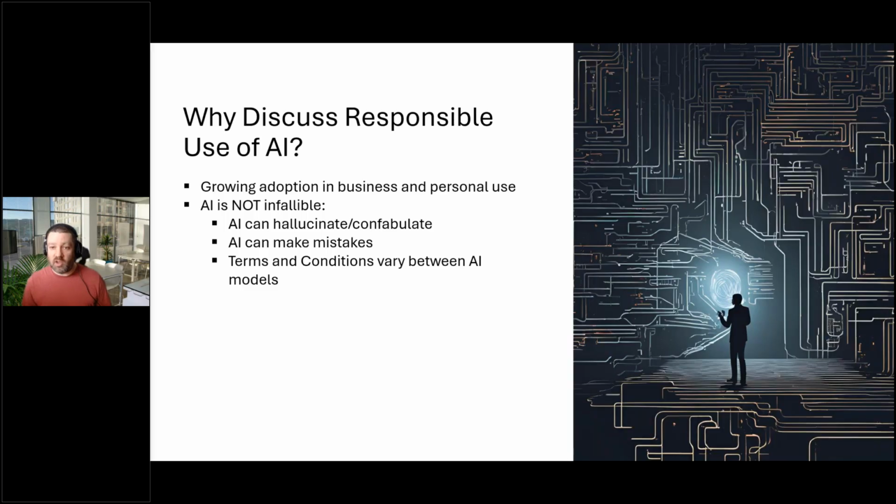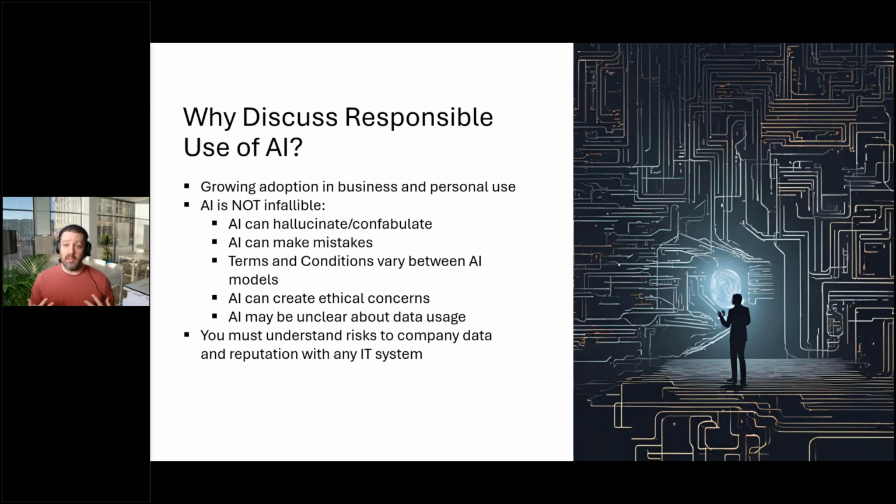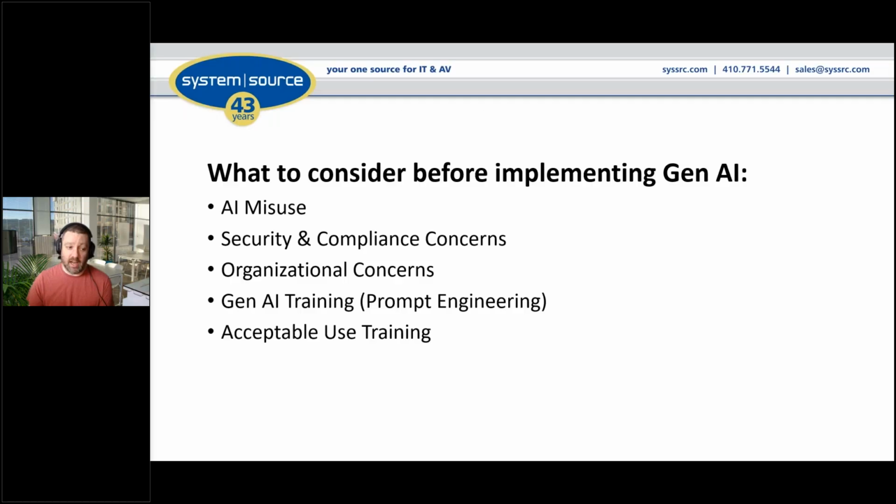Terms and conditions often vary between AI models, and that can produce a lot of heartburn, especially in IT departments inside an organization. AI can create ethical concerns when you use it to make decisions. It doesn't always factor in all of the components that go into the standard type of decision-making process. And AI isn't always clear about its data usage. So AI systems don't always tell you what they're doing with your data.